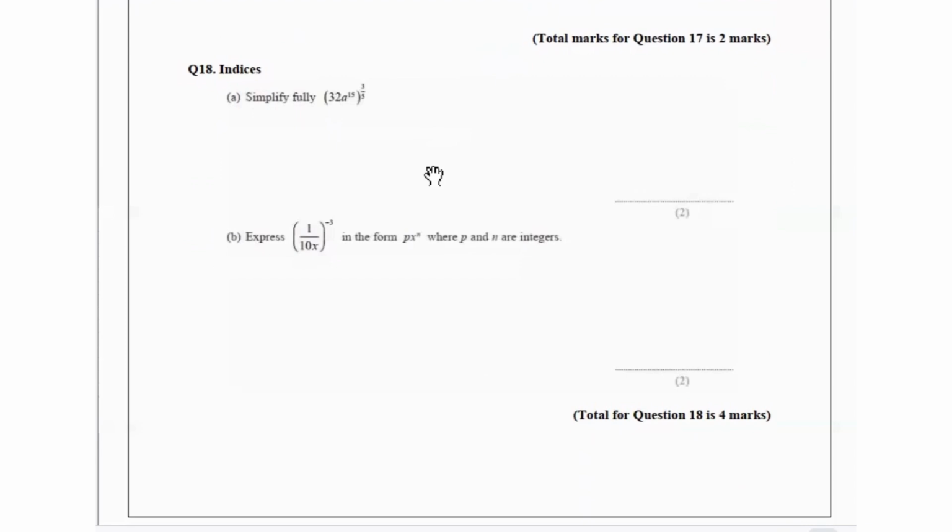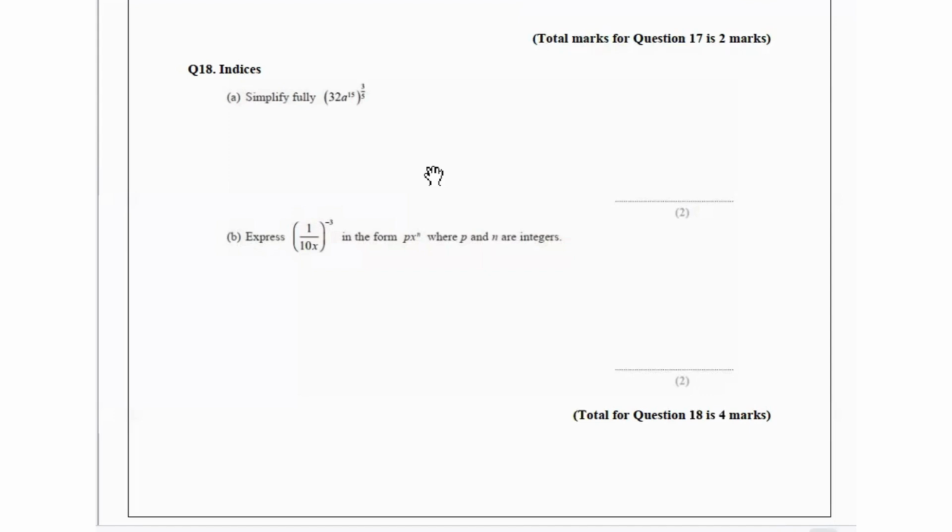Indices. Simplify fully (32a^15)^(3/5). Fractional indices and negative indices are the ones that students get most confused with. Even if they know the rules, the moment they see a fraction or negative number, they start overthinking the question, and because of that overthinking, they get it wrong, even if they know it.